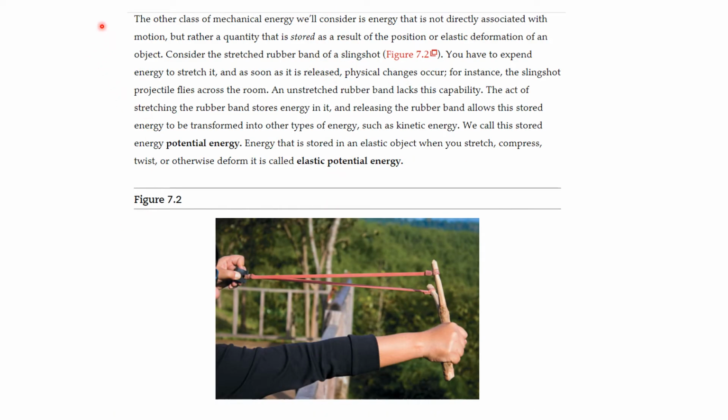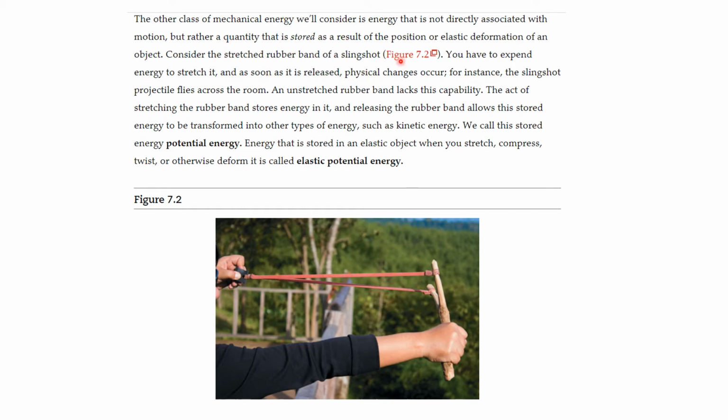We've talked about kinetic energy. Let's talk about another class of mechanical energy that we'll consider. And this is energy that is not directly associated with motion, as kinetic energy is, but rather a quantity that is stored as a result of a position or elastic deformation of an object. As an example, consider the rubber band down here in the slingshot. You put a stone in here and you pull it back, and then when you release it, the stone starts moving. So you see there is potential energy that is stored here.